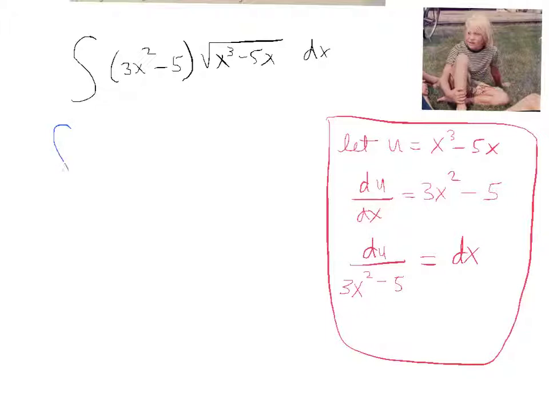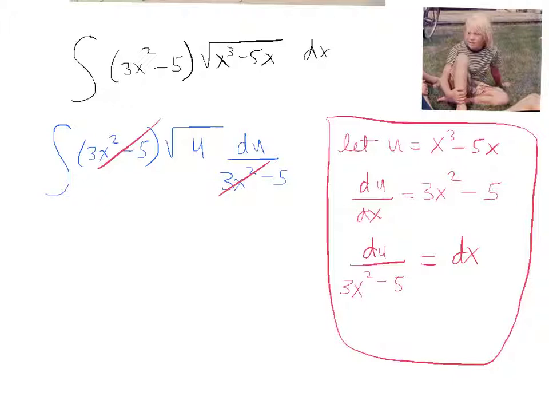So I'm going to go back here, and I'm going to rewrite, that's 3x squared minus 5. Didn't make a u substitution for that. And this would be the square root of u. And then the dx is du over 3x squared minus 5. And then, voila, I can see that these will cancel. And what I'm going to end up with is the integral of square root of u du. And I can solve this.